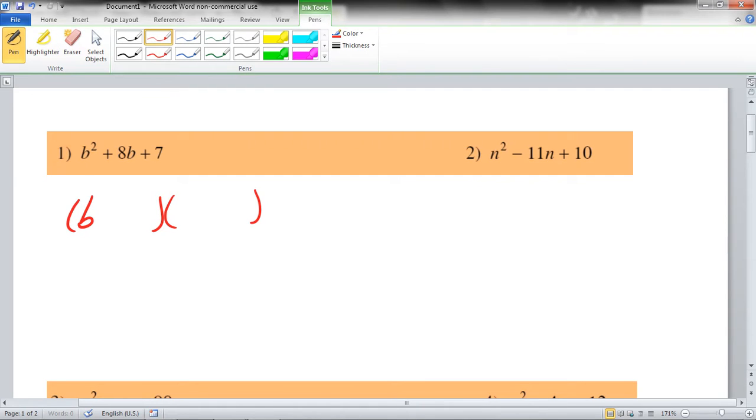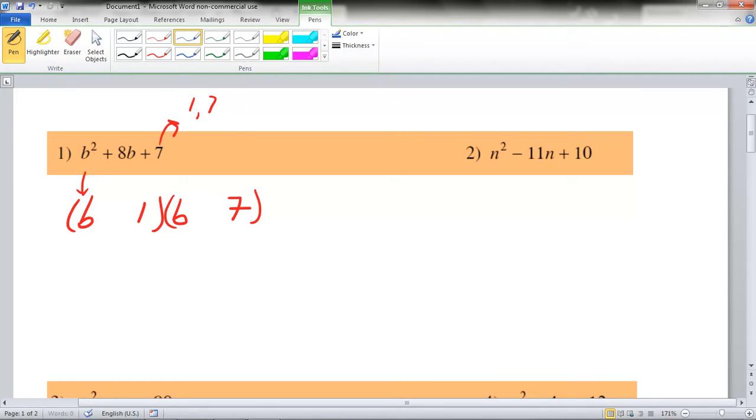So this one is easy. The first term is going to be b. And here, whatever goes here has to be a factor of 7. That's 1 and 7. That's easy. That's only one factor, so there's no other way of getting a 7. Then we're going to do fractions or anything like that. Okay, so 1 and 7.